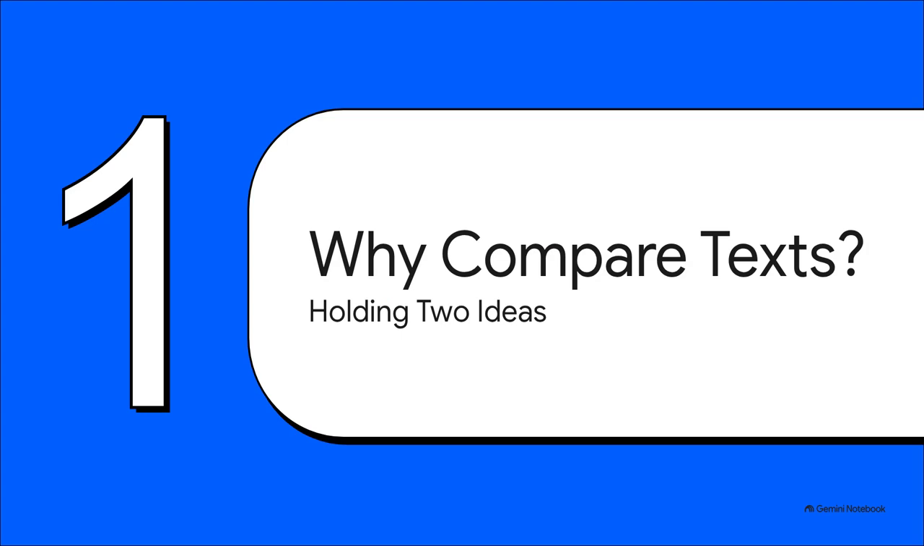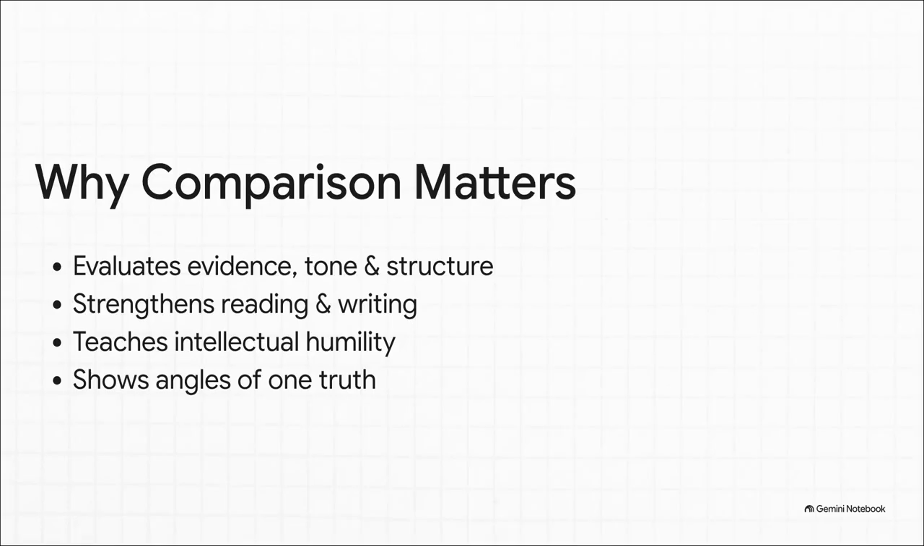So, Section 1, why compare two texts? Or, as I like to think of it, how to hold two ideas at once. You know, the ability to hold two totally different ideas in your mind at the exact same time without getting completely confused is an absolute superpower. It's high-level thinking. So why does this comparison stuff actually matter? Well, first off, it literally forces you to evaluate evidence, tone, and structure.